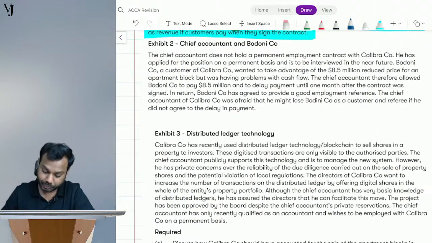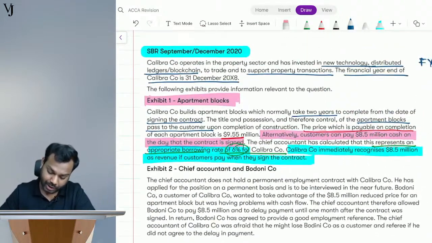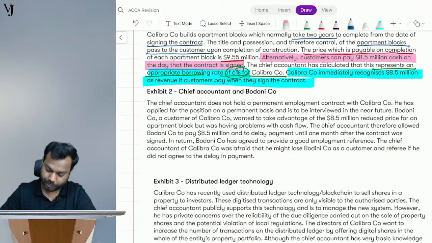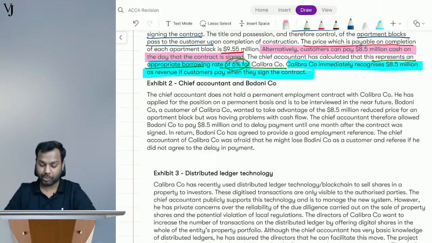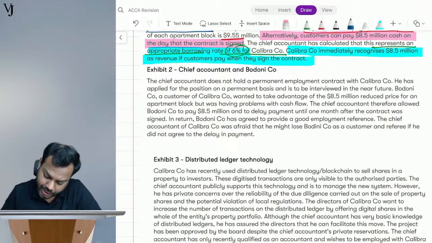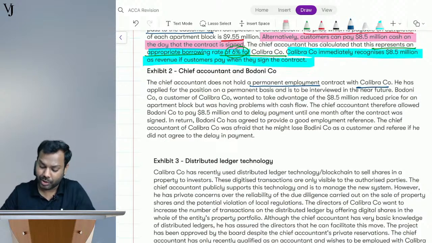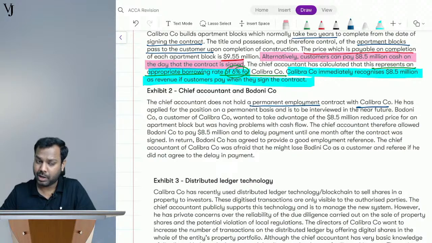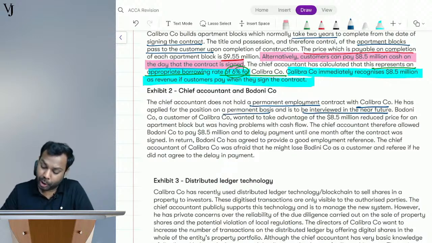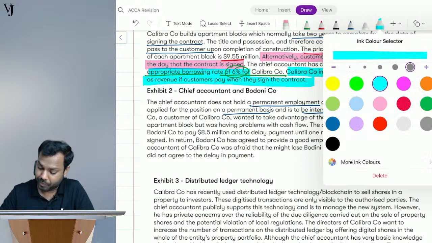Now understand. So we have done exhibit 1. Let's come to exhibit 2. The chief accountant does not hold a permanent employment contract with Calibra. The chief accountant who has done this wrong accounting treatment doesn't hold a permanent employment with the company. He has applied for the position on a permanent basis, but is yet to be interviewed in the near future.